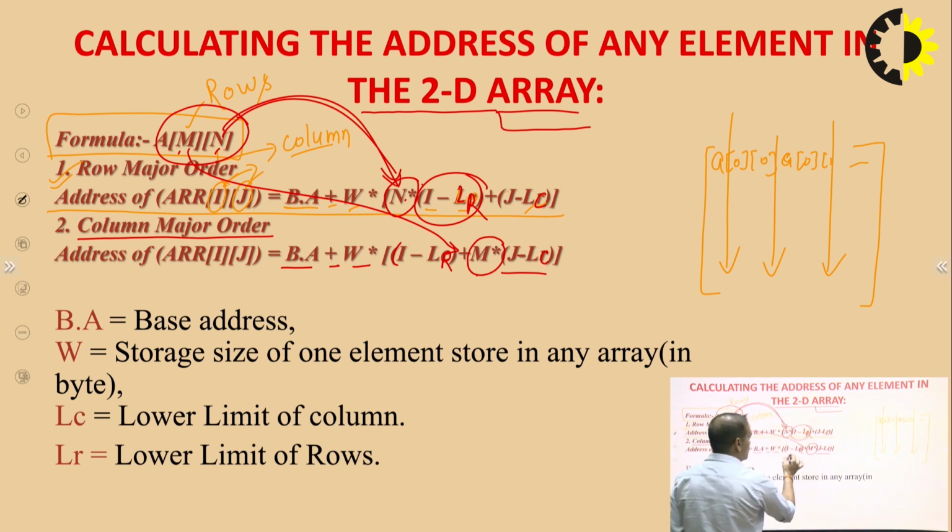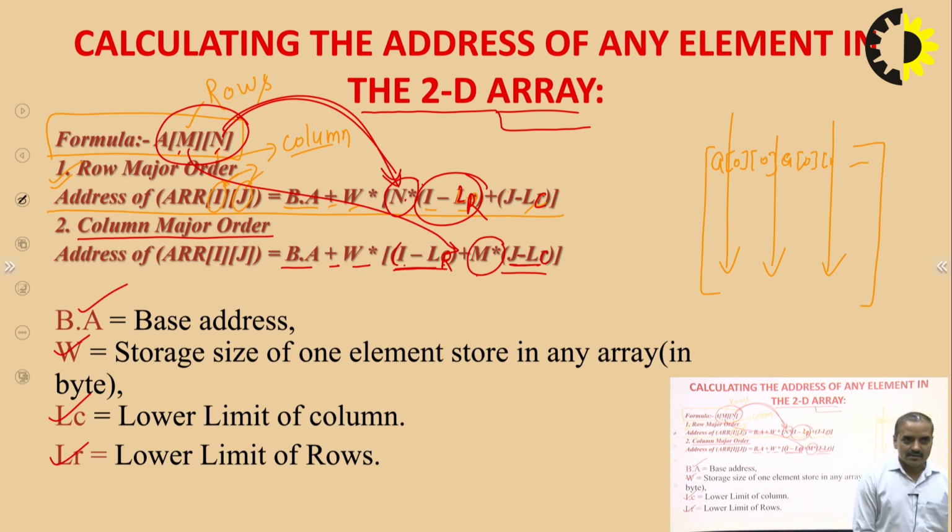Here I minus LR and here J minus LC. Now BA is the base address, W is the number of words per memory cell, LC is the lower bound of column, and LR is the lower bound of rows. It was also discussed in the previous slide. These are the basic things which are given in the question.